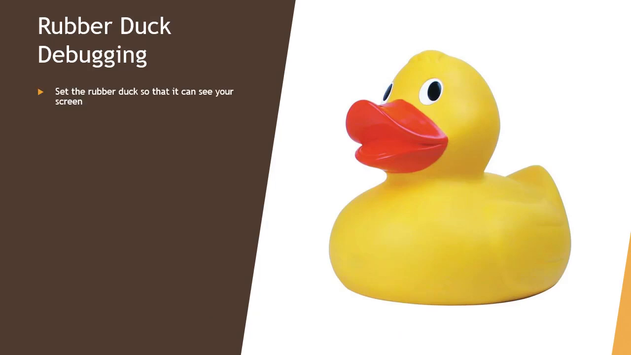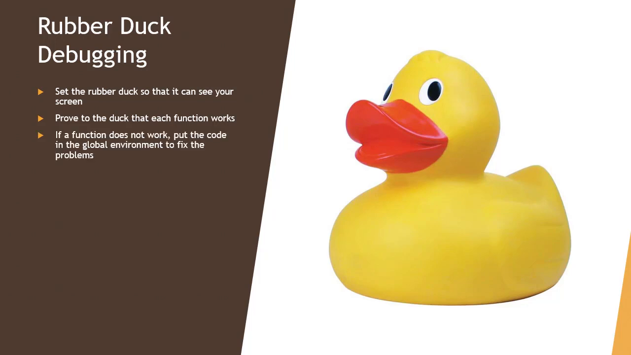First, set the rubber duck so that it can see your screen. It's not going to be able to help you unless it can see the screen. Prove to the duck that each function works. Now, how are you going to do that? You're going to have to show exactly what you're giving to the function. You're going to have to tell what kind of data is supposed to be returned, show the object that you're storing that in, and if you're not storing it into an object, you should temporarily store it into an object so you can make sure that you're getting the type of data back you're expecting to get back.